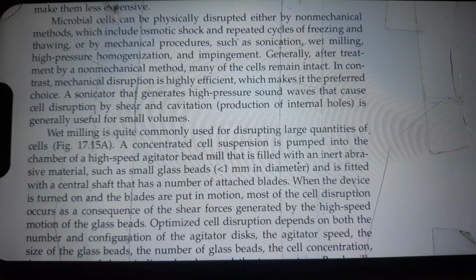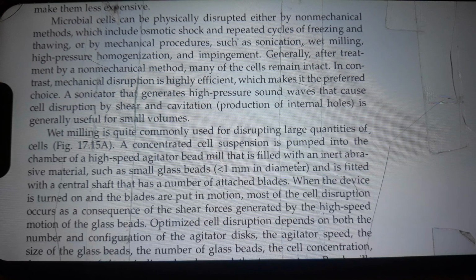Microbial cells can be physically disrupted either by non-mechanical methods, which include osmotic shock and a repeated cycle of freezing and thawing, or by mechanical procedures such as sonication, wet milling, high-pressure homogenization, and impingement. Generally, after treatment by a non-mechanical method, many of the cells remain intact. In contrast, mechanical disruption is highly efficient, which makes it a preferred choice.